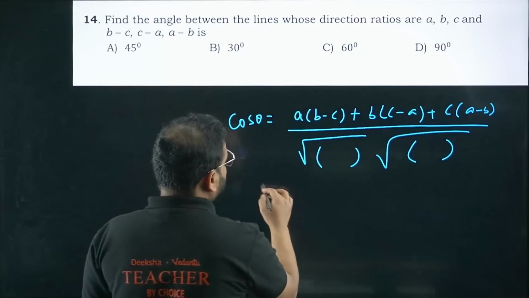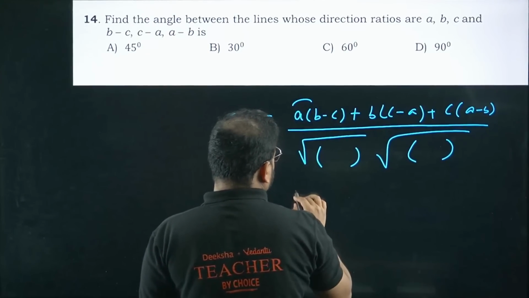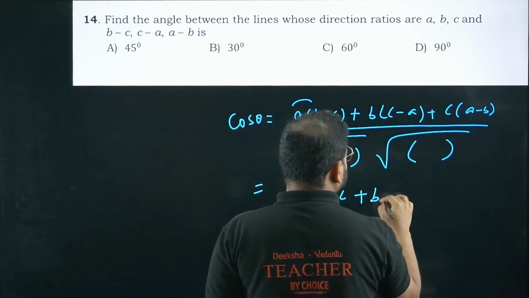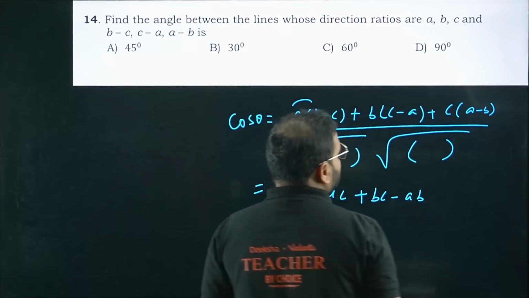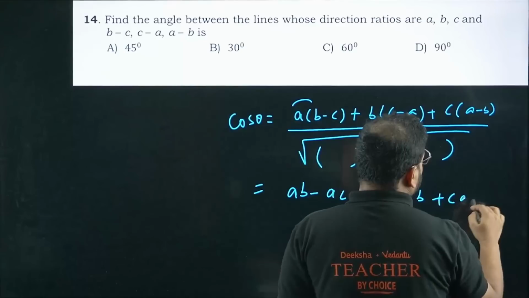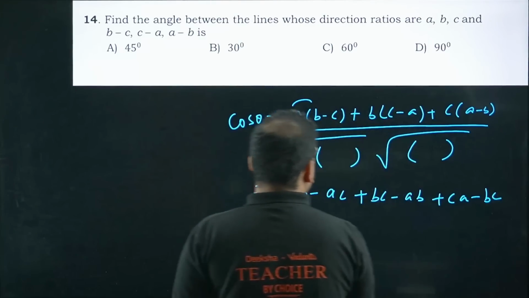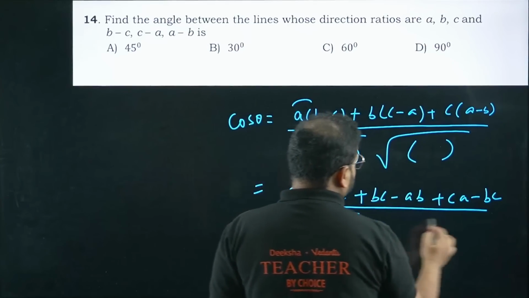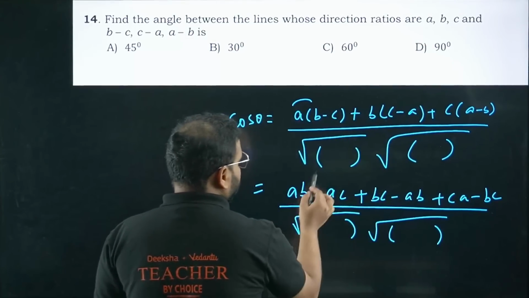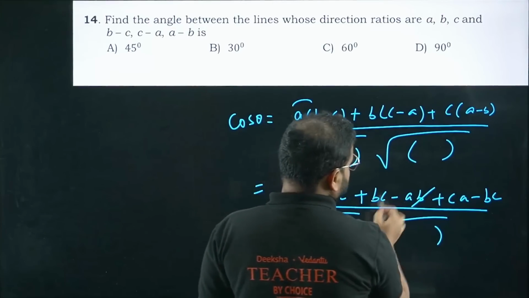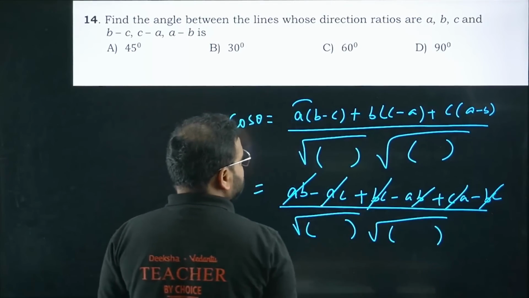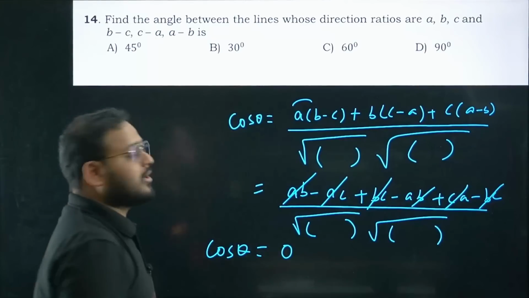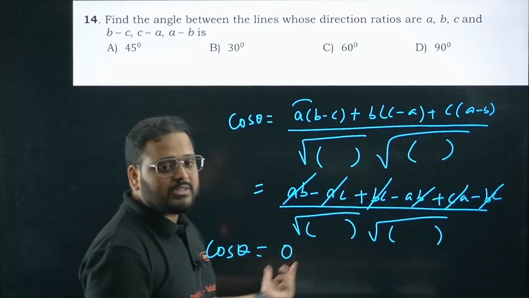Okay, check this out. The numerator will become AB minus AC plus BC minus AB plus CA minus BC. Again, I will not write the denominator. Please check. AB cancelled, BC cancelled, CA cancelled. Getting this as 0. So cos theta is 0, and 0 by anything is 0 only, no? That's why I'm getting this as 0.